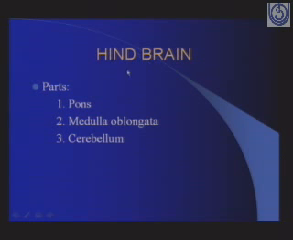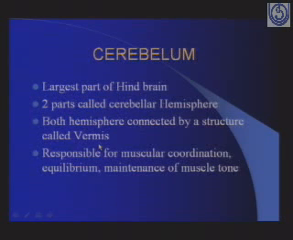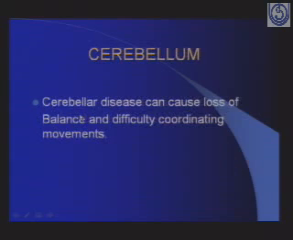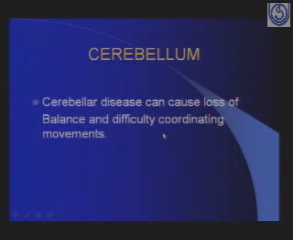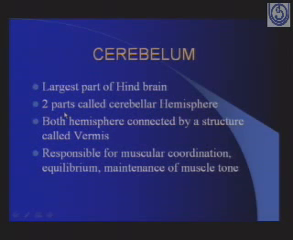Then is your hindbrain. It has three parts: pons, medulla oblongata and cerebellum. The cerebellum is the largest part of the hindbrain. So this is the cerebellum. It is situated posteriorly, and it is the largest part of the hindbrain. Just like the cerebrum, it has two parts known as cerebellar hemispheres, and both hemispheres are connected by a structure known as the vermis.